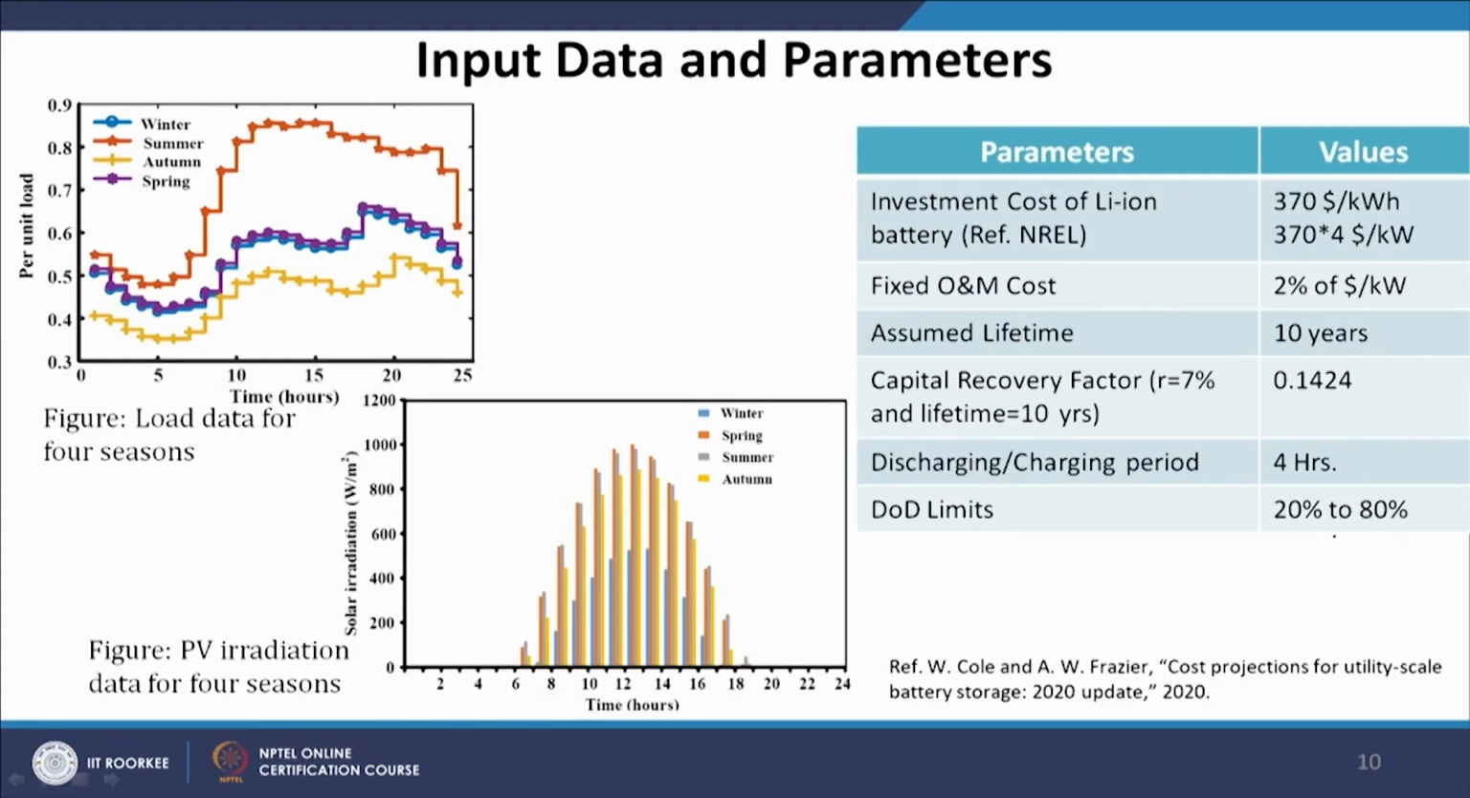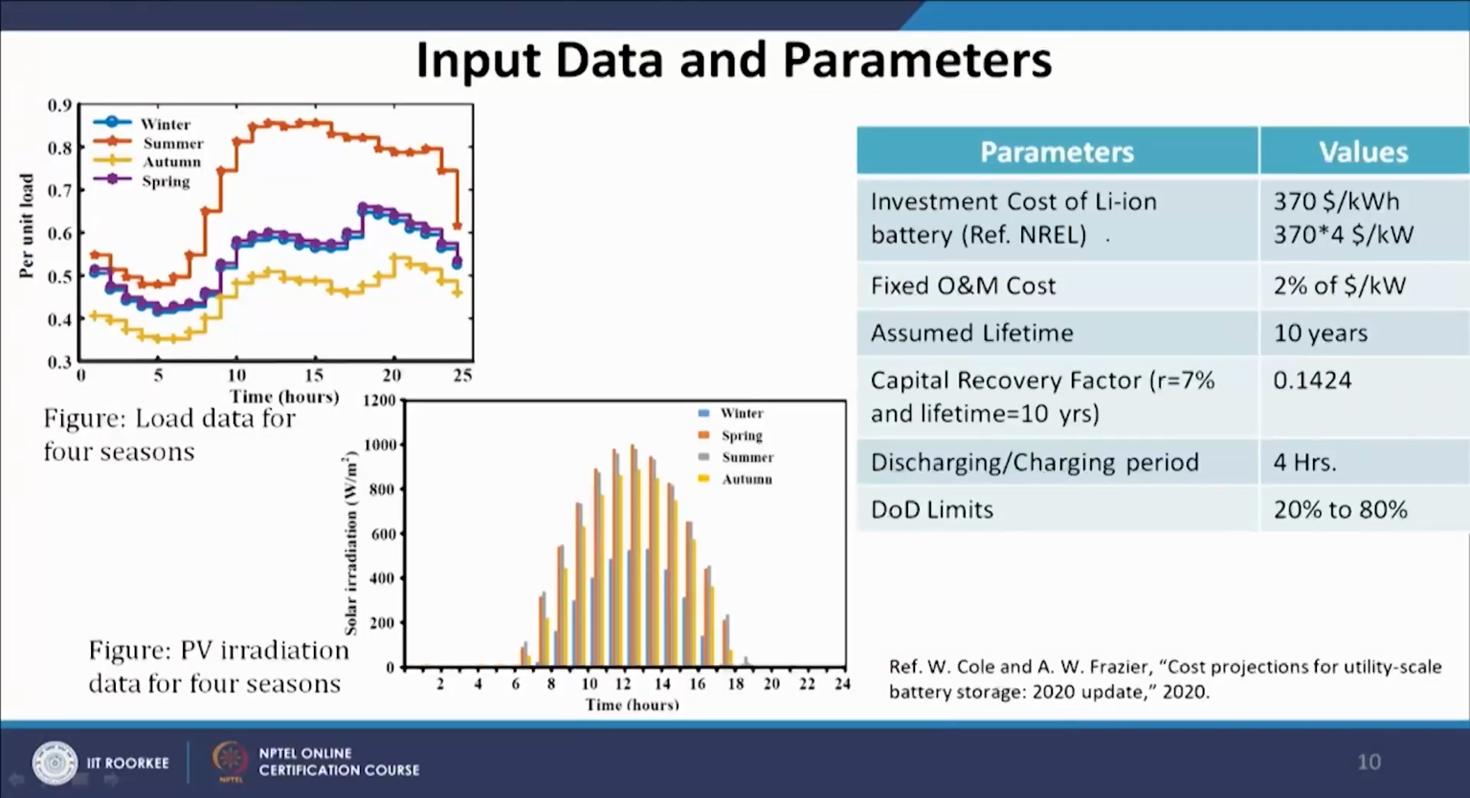Now, moving to a bit of the parameters, how do you get those parameters when you formulate any problem? So, we try to help you actually by introducing certain variables. Now, the investment cost of lithium ion battery, which is from a standard NREL website that we have taken, is $370 per kilowatt hour, and then fixed operation and maintenance cost we have considered 2%, assumed lifetime which is 10 to 15 years, but we have considered 10 years. Then capital recovery factor, where R is 7% and lifetime is 10 years, we got 0.1424, and the discharging and charging period is close to 4 hours, and DOD limit is considered to be 20% to 80%.